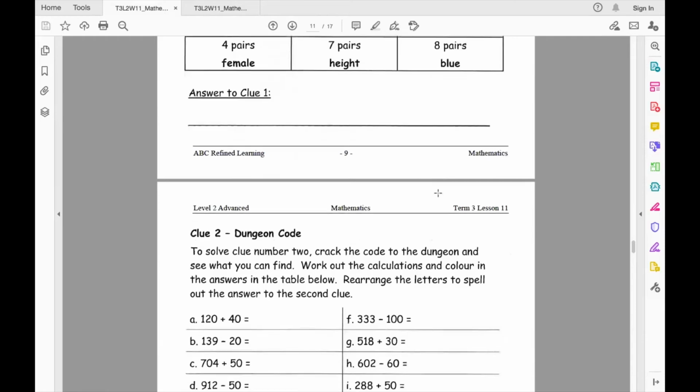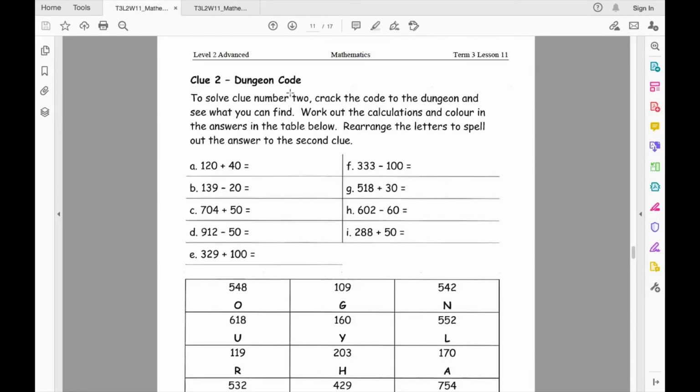And we're going to move on to clue 2. So clue 2 is dungeon code. To solve clue number 2, crack the code to the dungeon and see what you can find. Work out the calculations and color in the answers in the table below. Rearrange the letters to spell out the answer to the second clue.